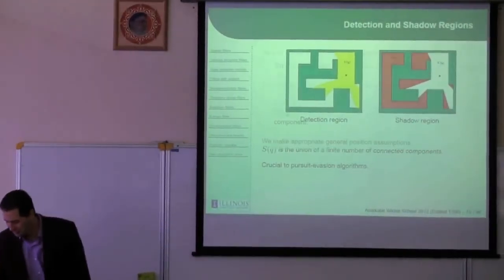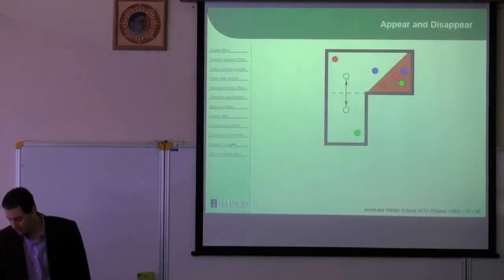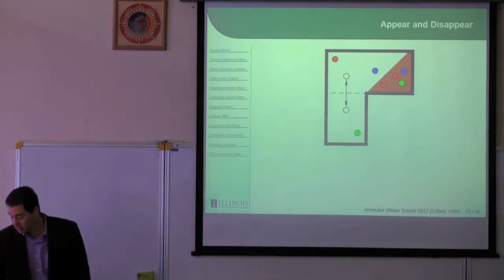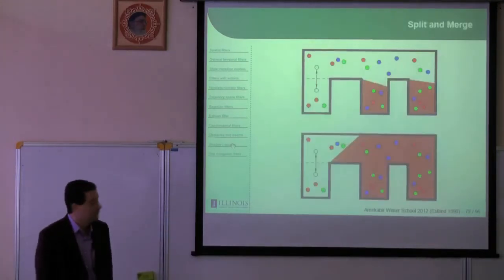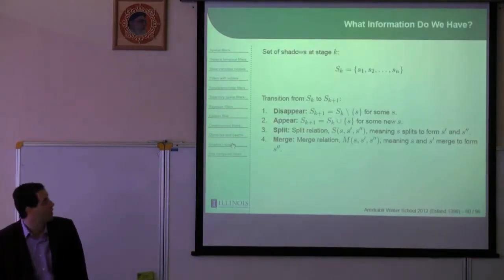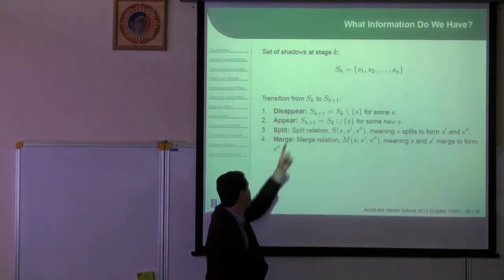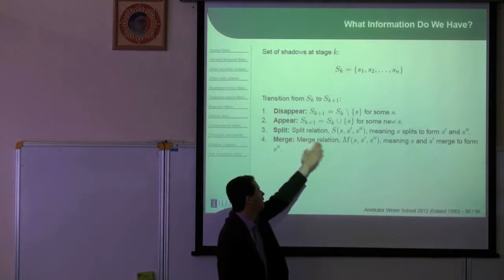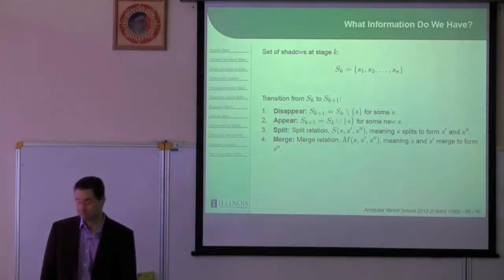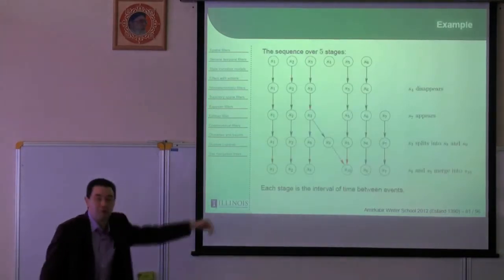So we have the 4 cases that are very common in pursuit evasion. You have appear or disappear going up or down here. The shadow, the brown area, appears or disappears. You have split or merge. And then I talked about what information do we have. We add a shadow, we remove a shadow for disappear and appear. We have a split relation and a merge relation between 3 shadows whenever they split or merge, right? So we can imagine there's this flow of shadow events as we go.